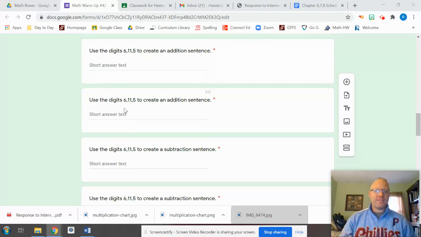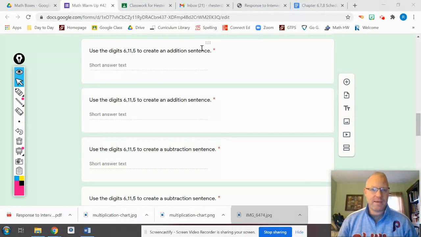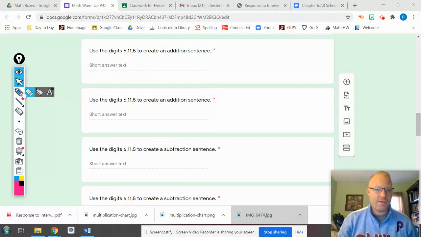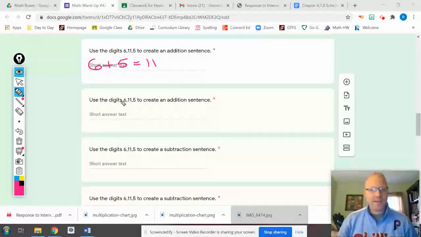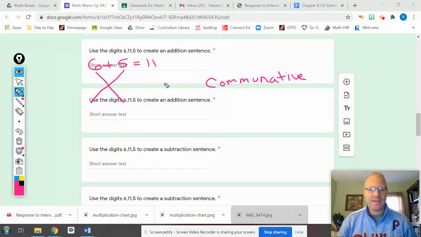It says use the digits 6, 11, and 5 to create an addition sentence. So you want to think of your addition facts. Which two numbers would you add together to make the bigger number? When you're adding, you know the total is going to be the big number. So you would start with 6 plus 5 equals 11. Moving on from that, you're going to do it the same way, but in this case, you're going to flip the 6 and the 5 because the commutative property of addition tells you that you can flip the addends and get the same sum. Next, subtraction.